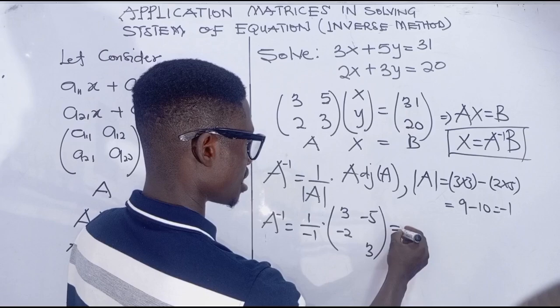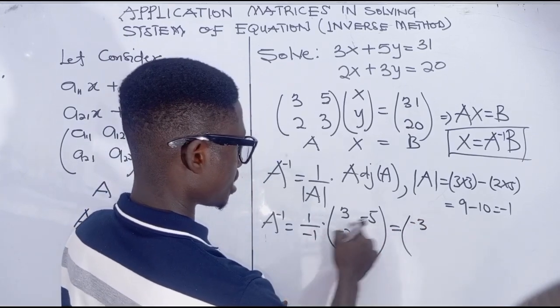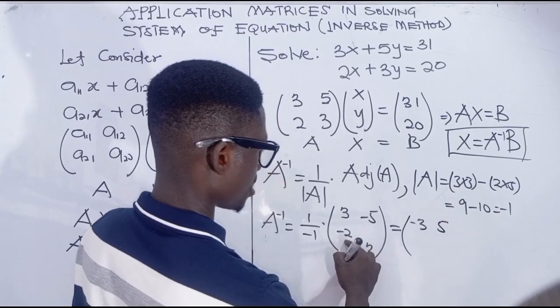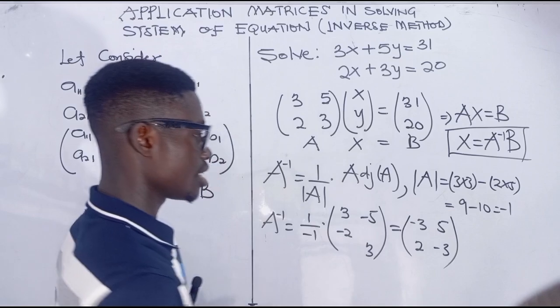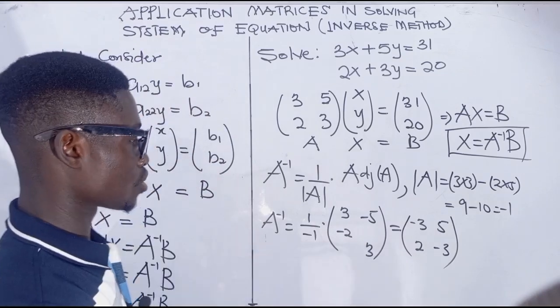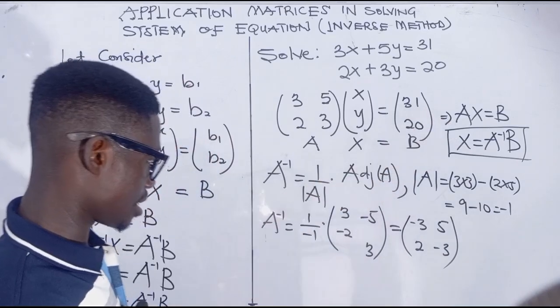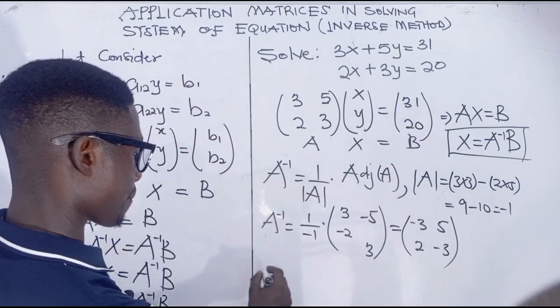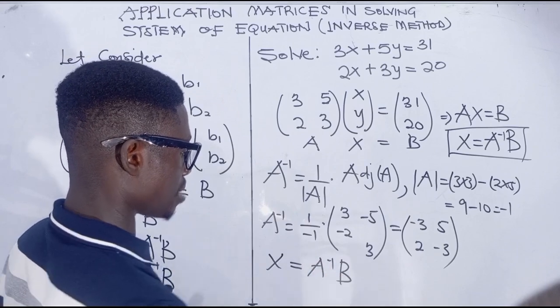We can simplify to get minus 3. This will give us positive 5, positive 2, and then minus 3. So this is the inverse of A. So once we get the inverse, we multiply it by what? B, which is this. So we are going to have our x equal to the inverse of A multiplied by B.